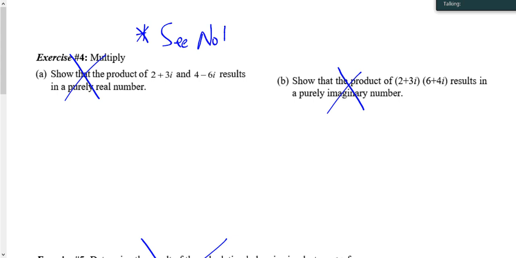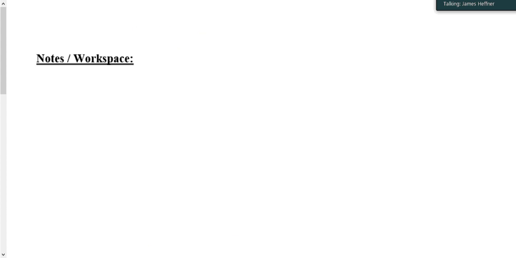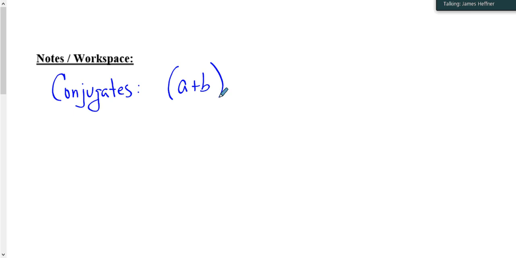See note. Let's go to those pages real quick. I don't think you covered this in algebra. Have you guys dealt with conjugates in algebra? I think so. Okay, so conjugates. Probably you did, but you didn't call it conjugates. Okay, so if I have A plus B, the conjugate of that is just A minus B.